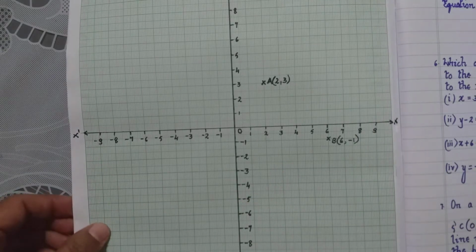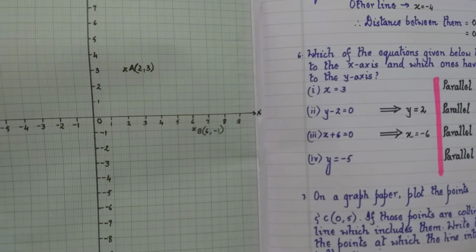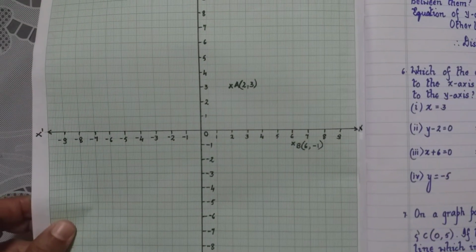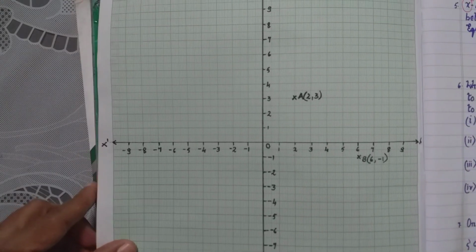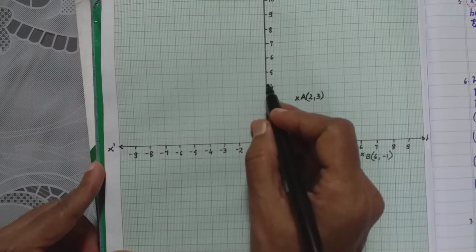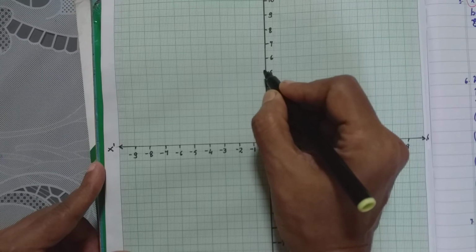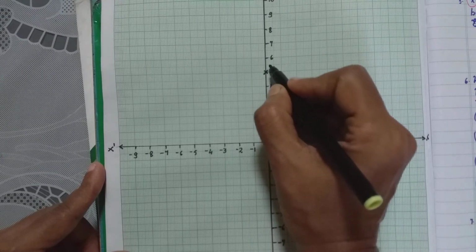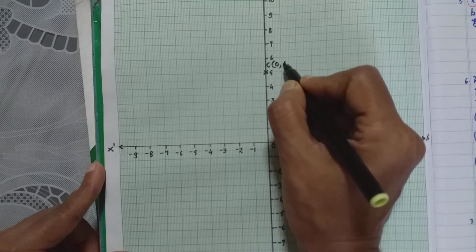The third point is C 0, 5 here. So 0, 5. One coordinate is 0 means it lies on the axis. Which axis? X coordinate is 0. So it lies on the y axis. So here you see 5. So this is the third point C 0, 5.